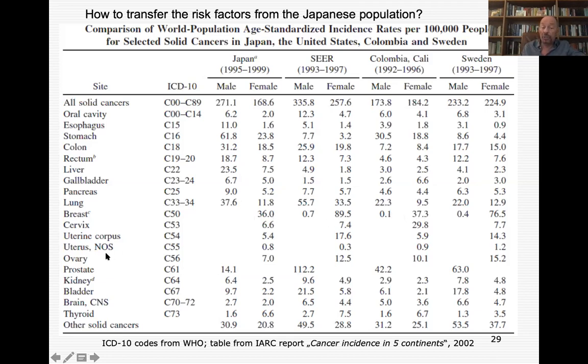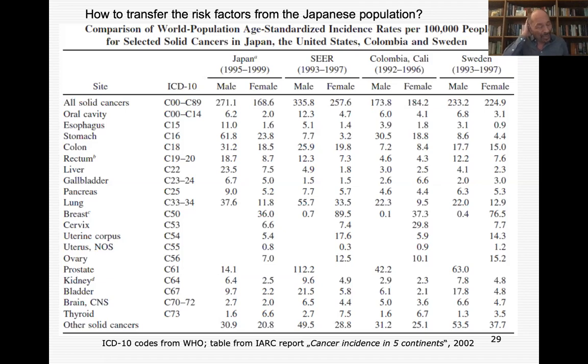And if you take prostate, you see prostate is 14, of course only for male, 14 in Japan, 112 in United States, where there is also strong influence of the African American population, where the risk of prostate cancer is much higher than for the Caucasian population in the United States.